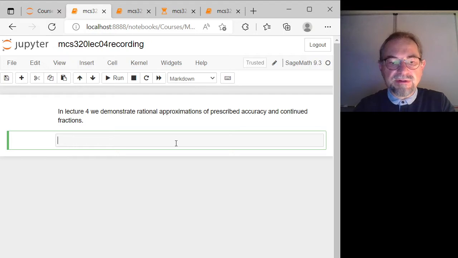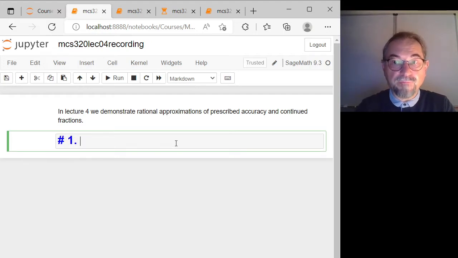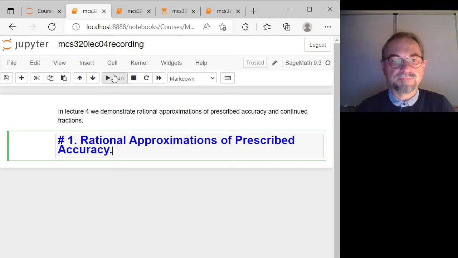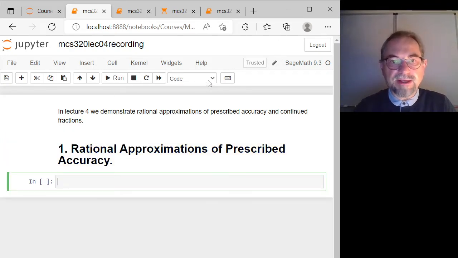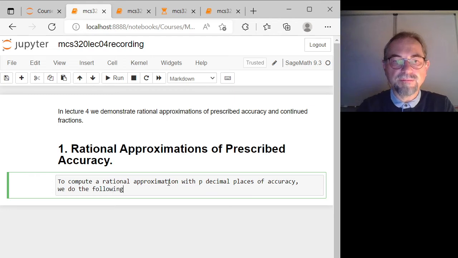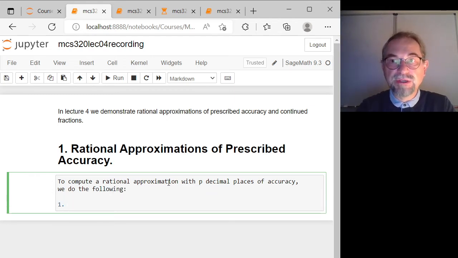So the first part is a repetition of what we have seen before already. So we will construct rational approximations of prescribed accuracy. And how do we do that again? Well, let me write down the 2 steps. So to compute a rational approximation with, say, p decimal places of accuracy, we do the following. So we've seen this before, but here I want to illustrate how to use restructured text to define an enumeration.